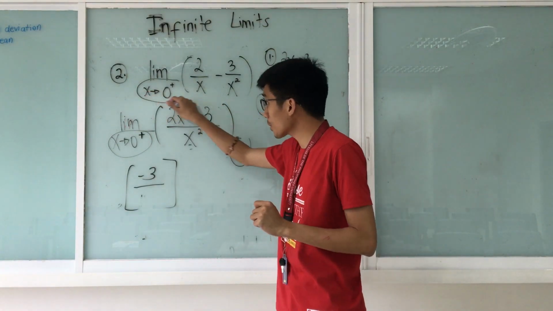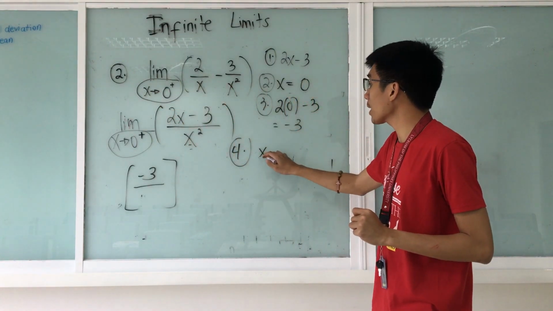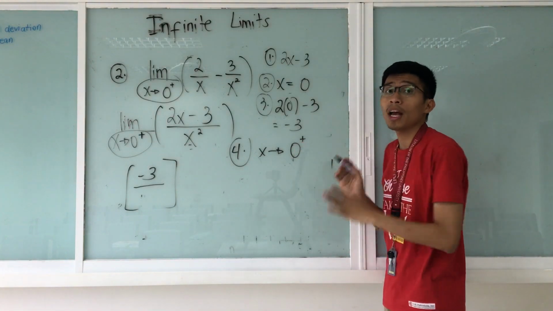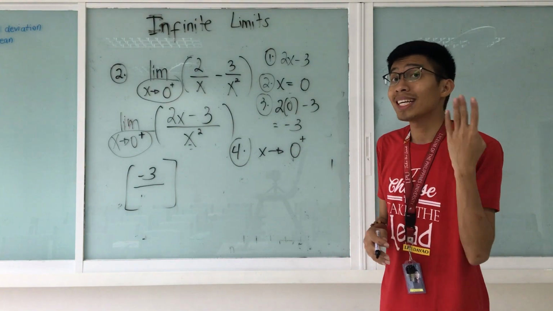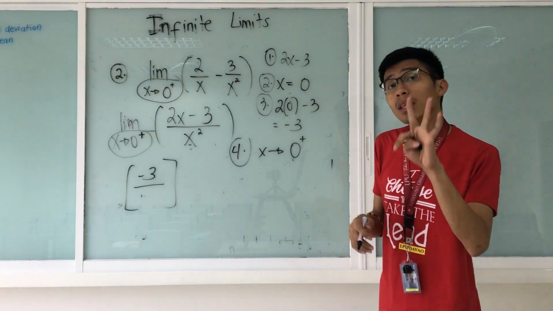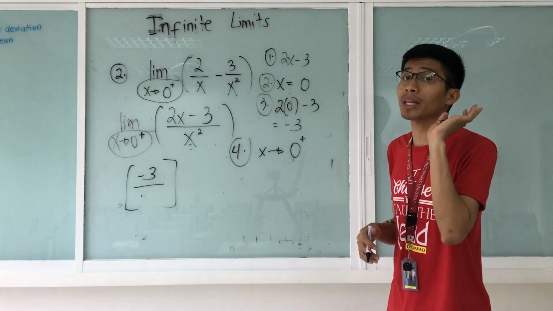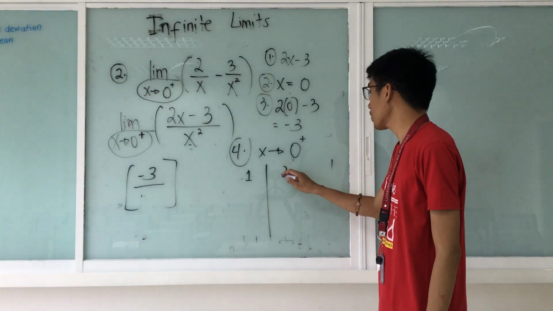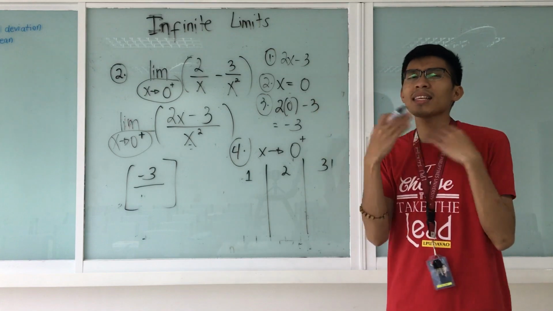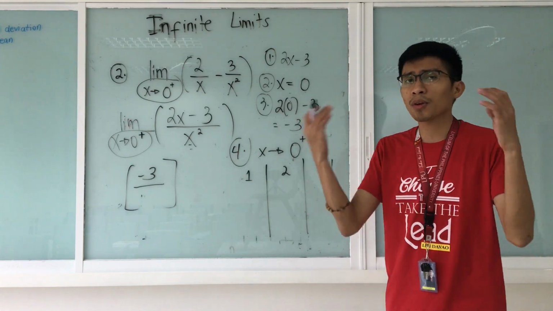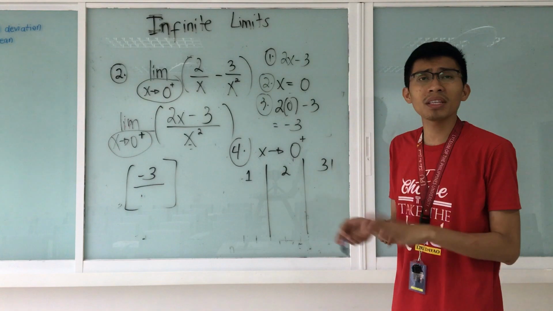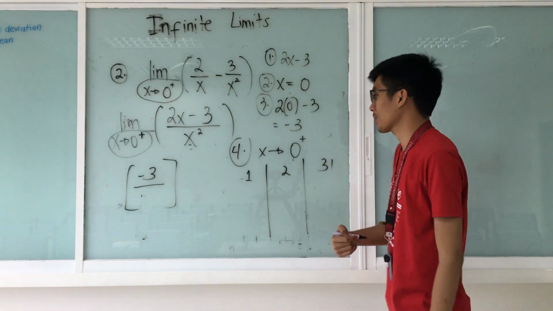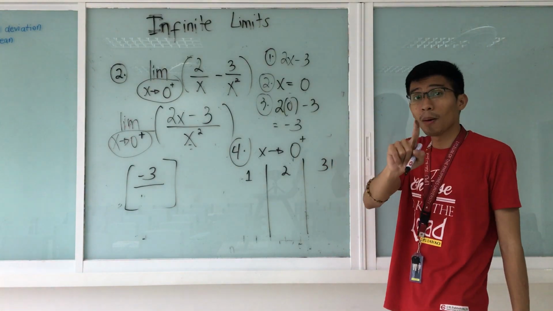where my x approaches to. In my example, my x approaches 0 to the right. So I have to identify numbers to the right of 0. Give me at least 3 numbers to the right of 0. Those are 1, 2, and 3. At least 3. You can go more than 3 for as long as you can. For your convenience, just choose 3 because 3 is enough to answer your questions. That is step number 4.